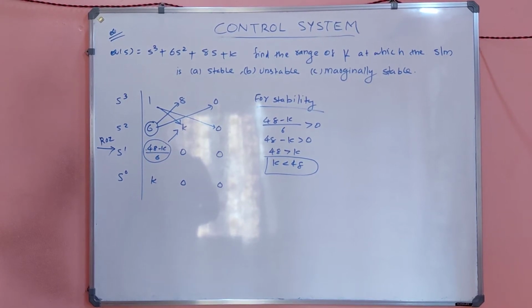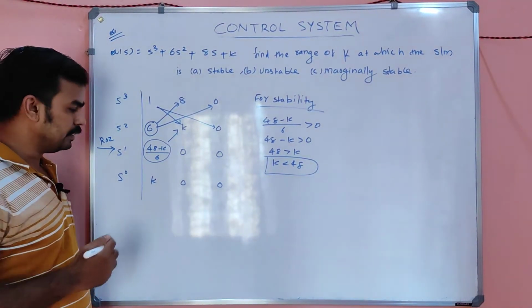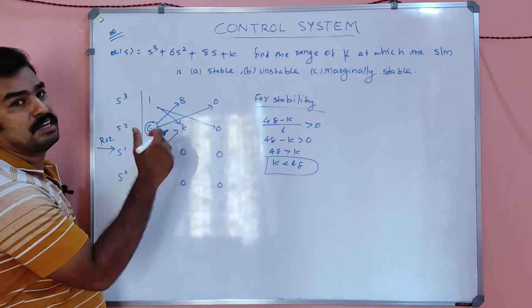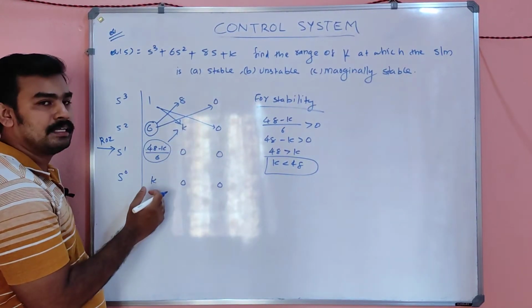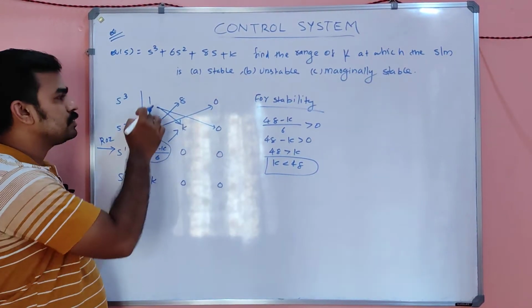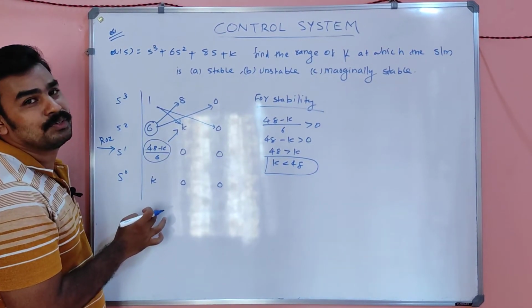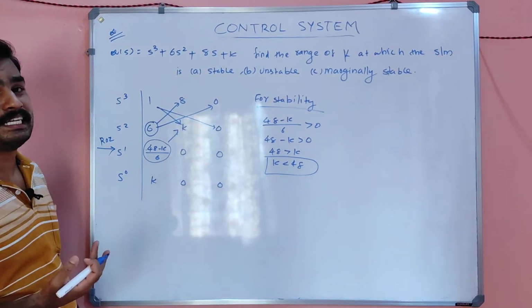K less than 48. Okay? And one more thing, my dears. There is another k value, right? We are checking for stability criteria. So when we are dealing with stability, the whole row, column should be positive, and there will not be any sign change, right?